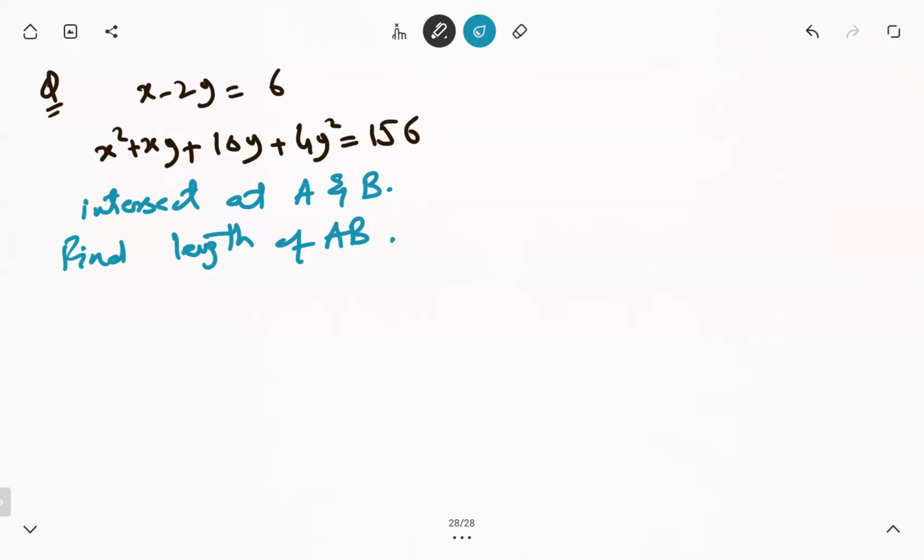It's better to make x subject. That will be 6 plus 2y, and plug this into the other equation. If you make y subject, you can do that. You will get x minus 6 over 2. But in that case, you will get a fraction. Yes, you can solve the fraction, but that will be a bit difficult, but you can do that.